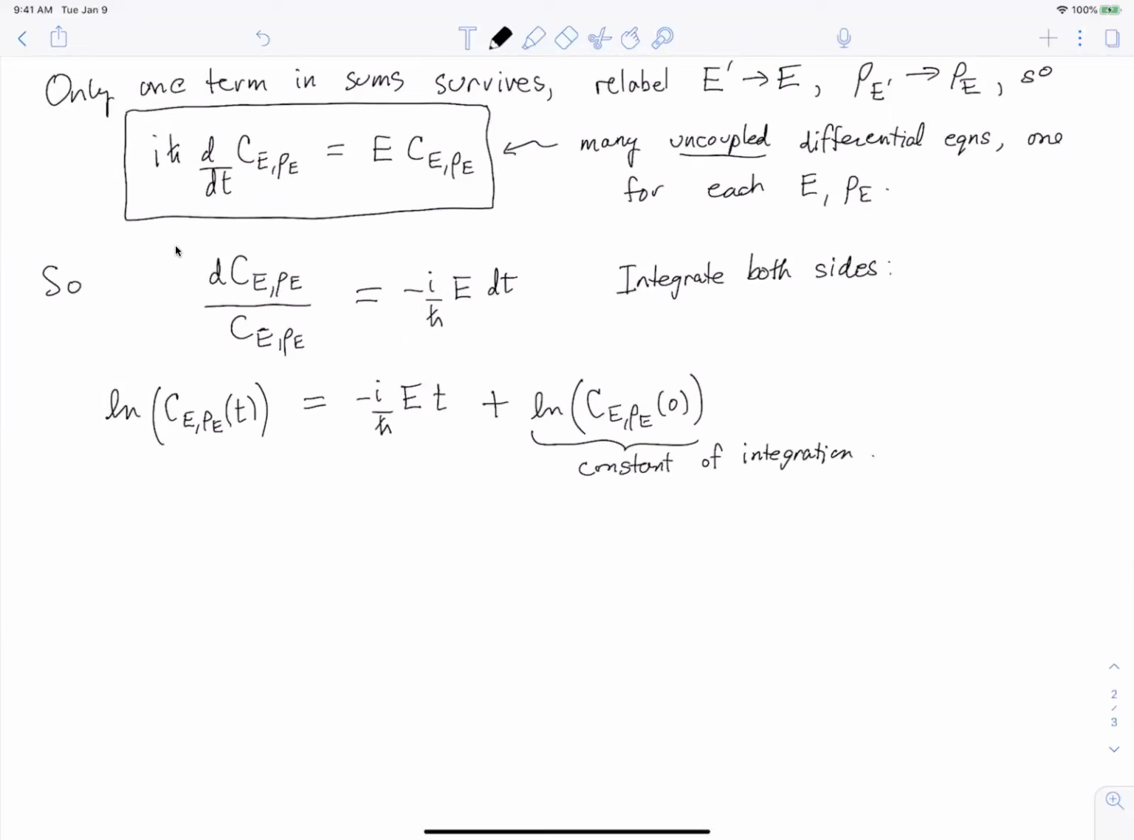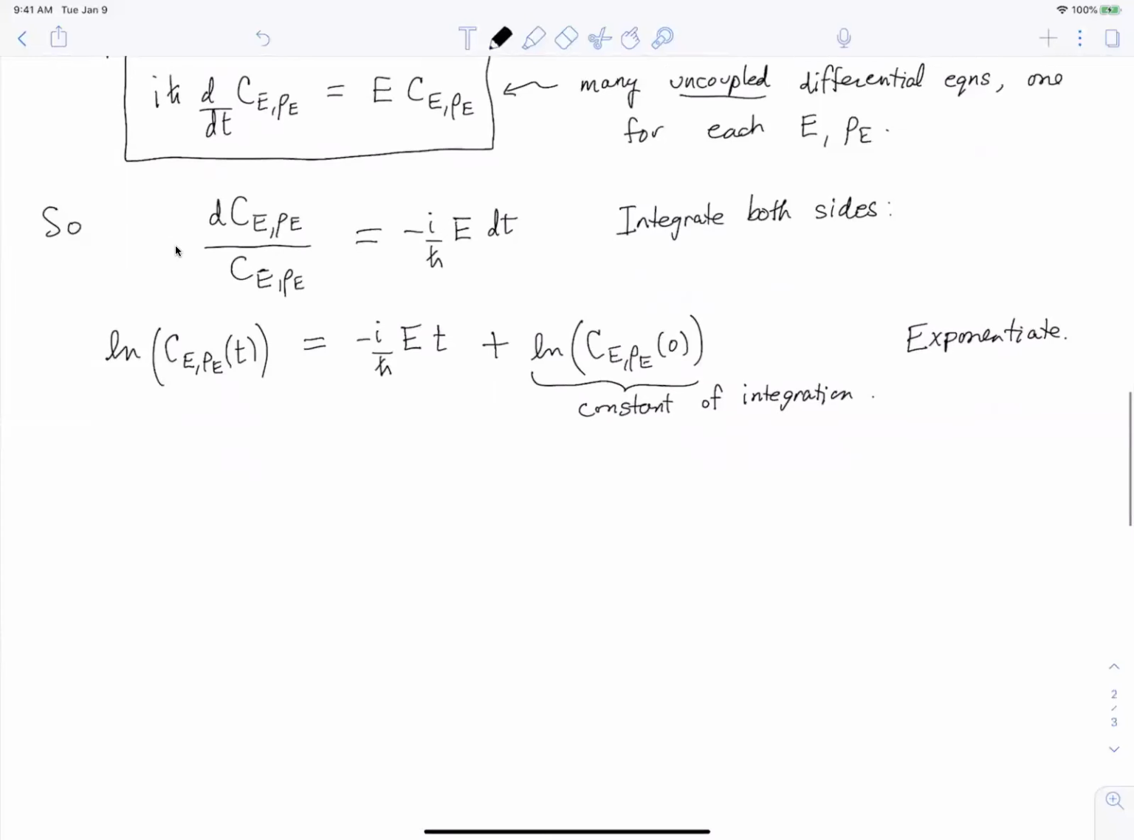Okay, and now we can exponentiate both sides to get rid of the logarithms. And we get C of E rho sub E as a function of time is equal to C of E rho sub E at time t equals 0 times the exponential involving the energy, e to the minus i E t over h bar. Okay, so we've solved the equation.